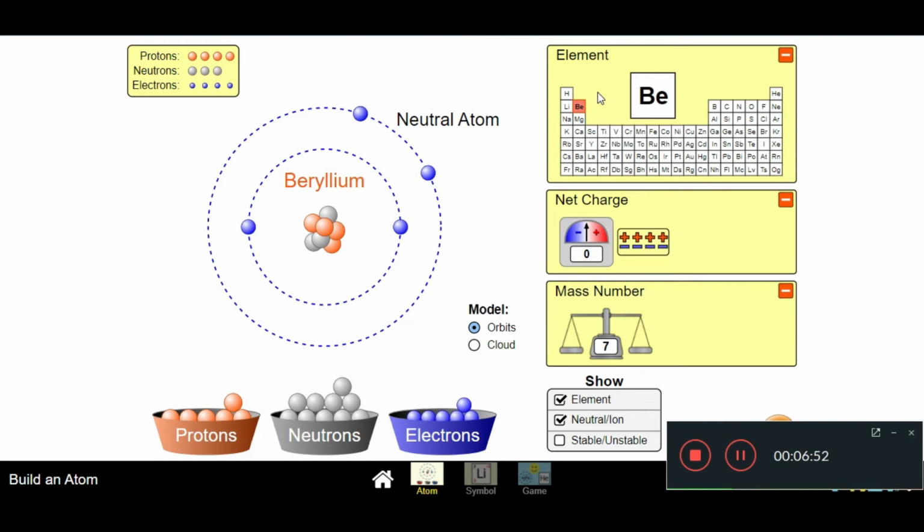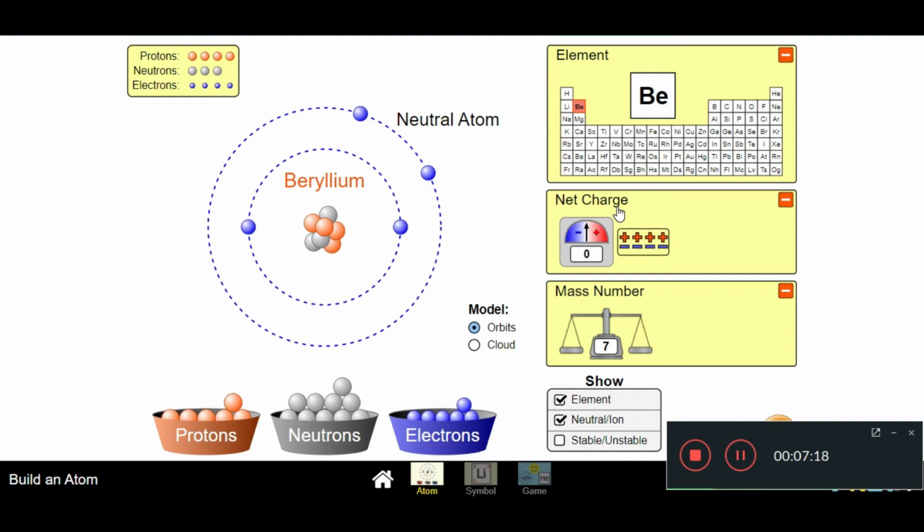When the number of protons changes, the element actually changes, no matter the number of electrons. Now here we have a neutral atom of beryllium. I hope you now understand the impact of the number of protons, neutrons, and electrons on the element name, the net charge, and also the mass number.